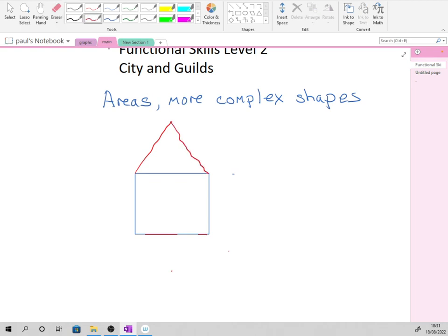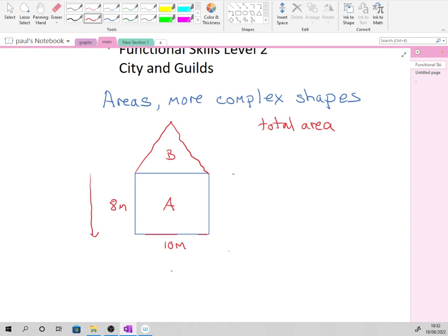There. Perfect. Right. So, imagine this was the side of a house or something, yeah? And we wanted to find the total area. So, we need to work out the area of the rectangle and the area of the triangle and add the two together. That's all we need to do. So although it's a more complex shape, it's still the same procedure except we're going to do twice as much work.